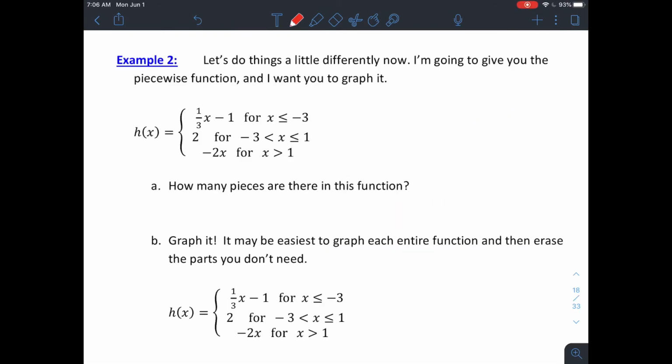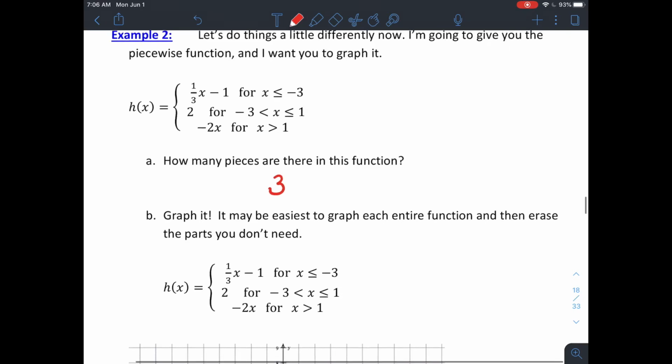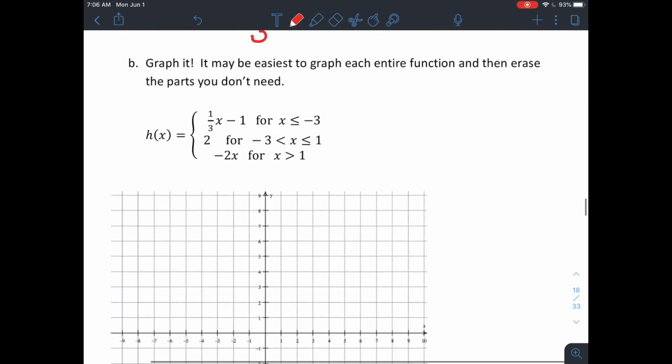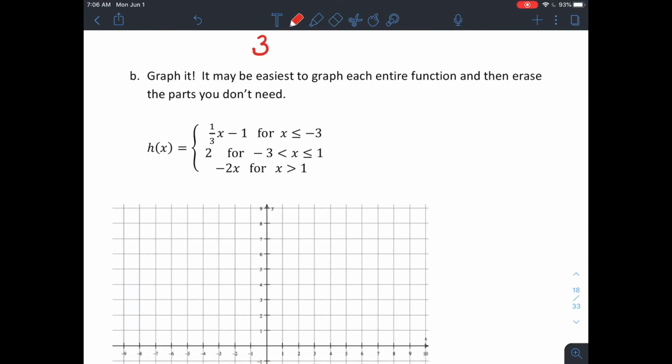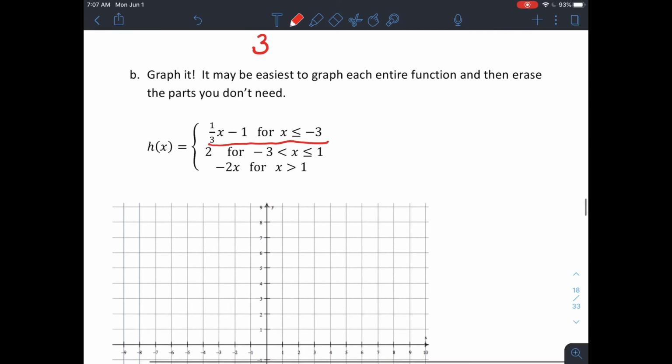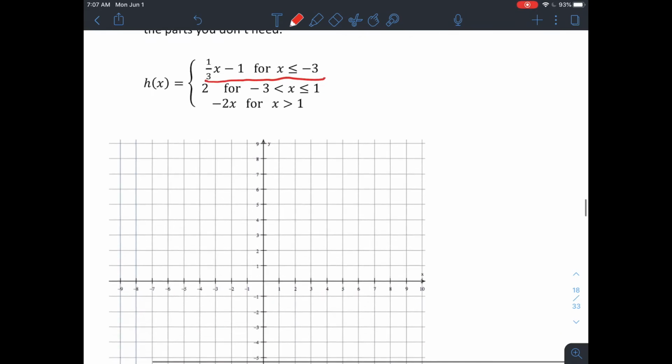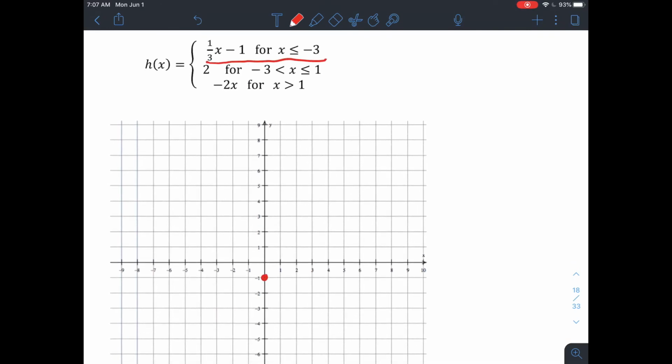Okay, we're going to graph some piecewise functions. I do want you to be able to graph these by hand, not just using Desmos. So we're going to graph this one. If you look at it, it has 3 pieces for your piecewise function. How I usually graph these is one piece at a time. I usually graph the whole line and then erase the part that I don't need based on my inequality.